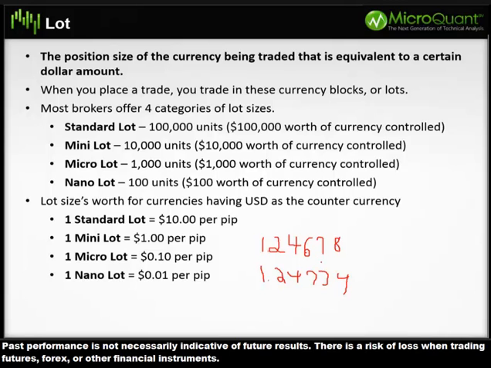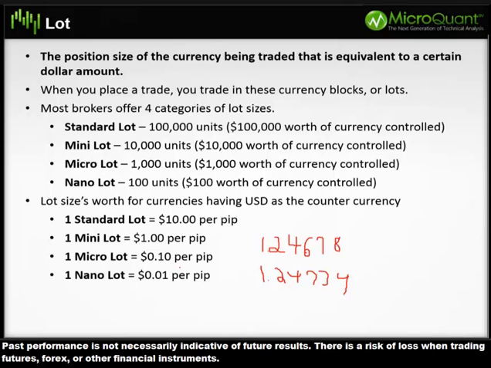How many pips did we get? 6. Okay, so it went up 6 pips from here. And then if we're trading a $100,000 lot, each pip is $10. So 6 times 10, that's $60 that you made.